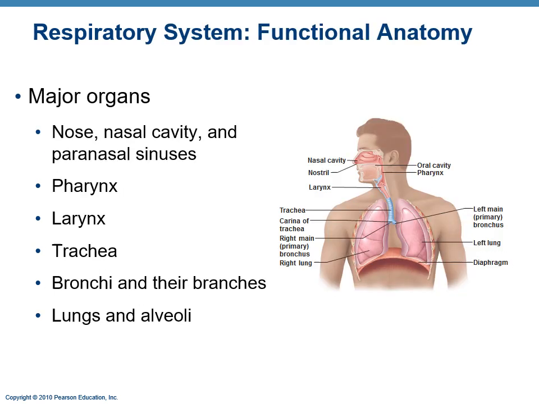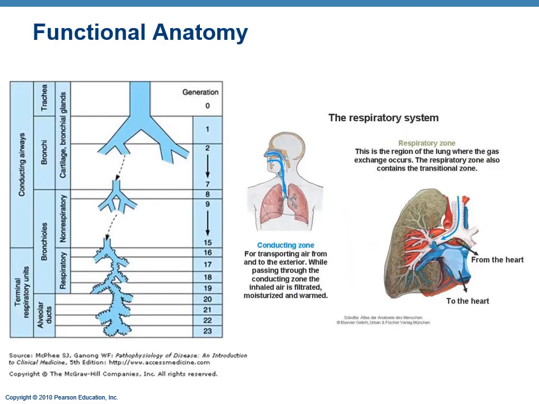The major organs of the respiratory system include the nose and nasal cavities, the paranasal sinuses seen in the skull, the pharynx or throat, the larynx or voice box, the trachea, aka the windpipe, the bronchi and their various branches, and then the lungs and the individual air exchange sacs known as the alveoli.